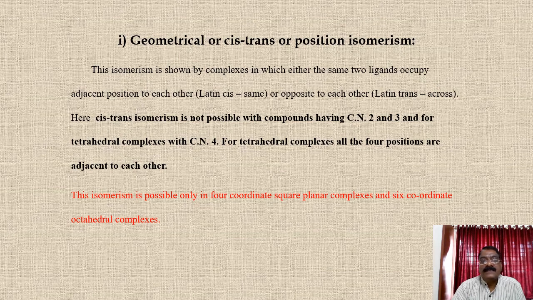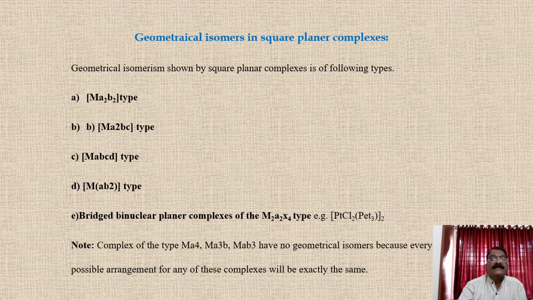and for tetrahedral complexes with coordination number 4. For tetrahedral complexes, all four positions are adjacent to each other, and hence cis-trans isomerism is not possible. This isomerism is possible only in four-coordinated square planar complexes and six-coordinated complexes, that is octahedral complexes. First we see square planar complexes, coordination number 4, geometrical isomerism in square planar complexes.